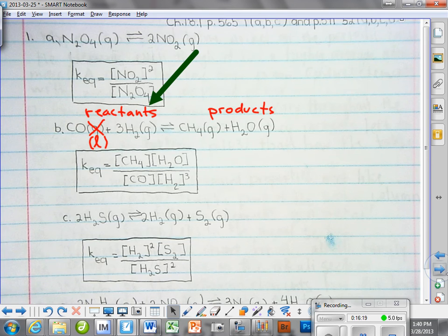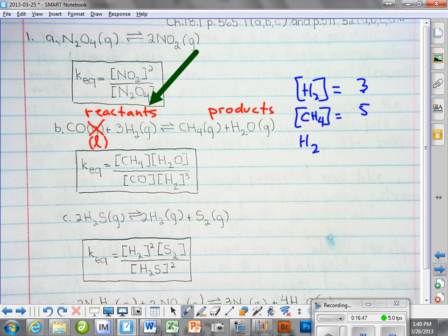Okay, here we go. Let's go on and let's fill in this one. Let's say that the H2 concentration is equal to 3. CH4 concentration is equal to 5. And water concentration is equal to 7. Now let's make it 4.